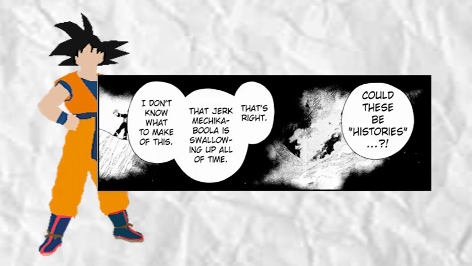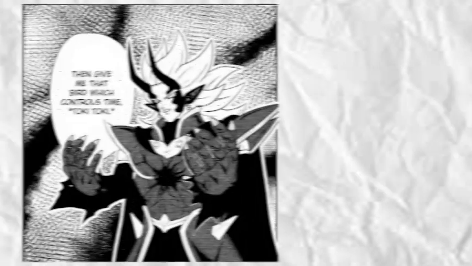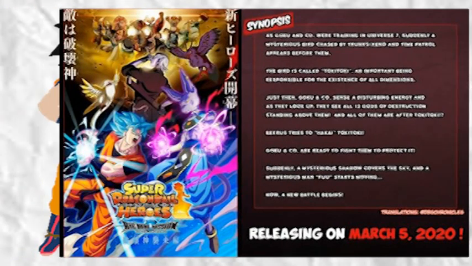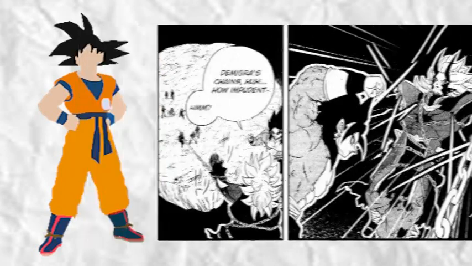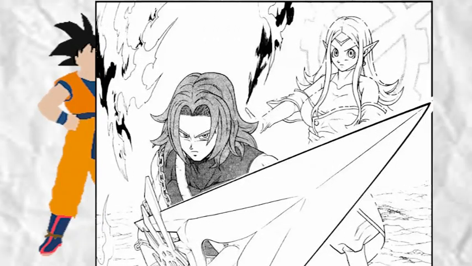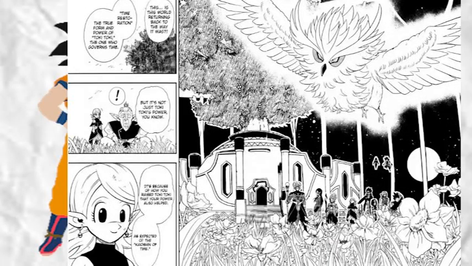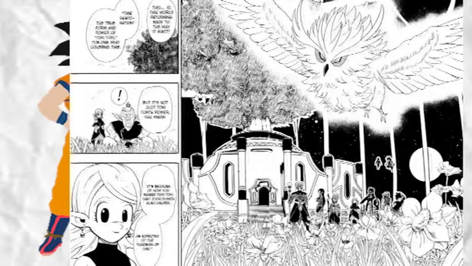Mechikabura absorbed the infinite timelines to regenerate endlessly, and was after the power of Toki Toki, who is responsible for the existence of all dimensions. Goku and Vegeta needed to fuse to battle this monster, but in the end he was sealed by Trunks and the Kaioshin of Time along with all the timelines, but Toki Toki uses time restoration to bring back all the timelines.